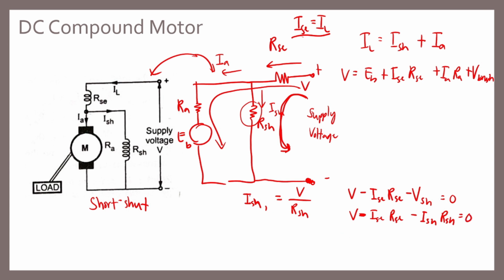So you transpose to get the value of ISH. Transpose on the other side, so that becomes ISH is equal to V minus ISE RSE divided by RSH. Unlike with the DC generator, which is plus, you add the voltage drop across the series resistance to the load voltage. In the DC motor it is minus. So V minus ISE RSE divided by RSH.